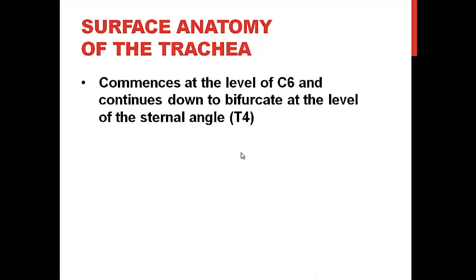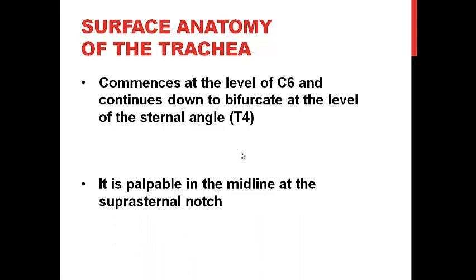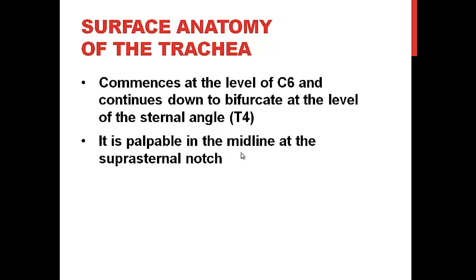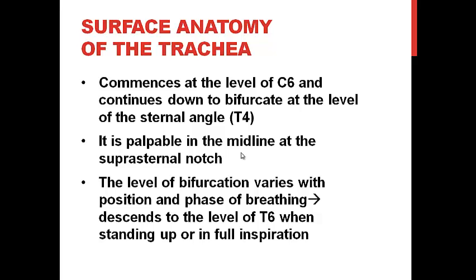So, the trachea commences at the level of C6, and it will continue down to bifurcate at the level of the sternal angle at T4. It is palpable in the midline if you start from the suprasternal notch and continue palpating upwards. One of the things to keep in mind is that the level of bifurcation varies with position and the phase of breathing. If a person is standing up or lying down, the tracheal bifurcation changes level. If a person has taken a really deep breath and full inspiration, that changes the level of the bifurcation as well, and it can go as low as T6.